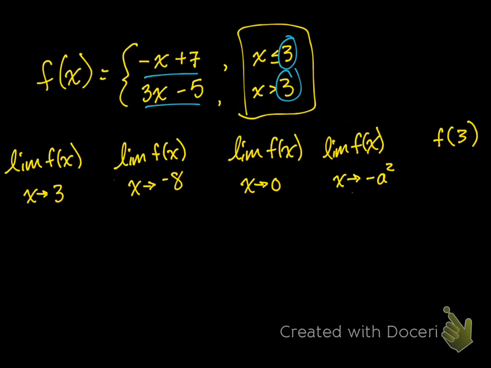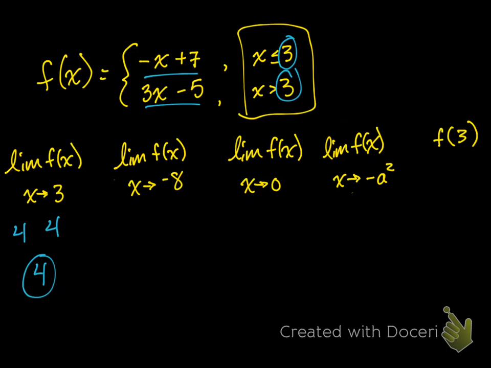So let's plug 3 into the top. Negative 3 plus 7 is 4. Plug it into the bottom. 3 times 3 is 9, minus 5 is 4. Okay, yes, that means that there is a limit there, because both of them come to the same value at 3. Say one came to 1 and one came to 5, there would be no limit right there. Okay, because they're coming to different values.